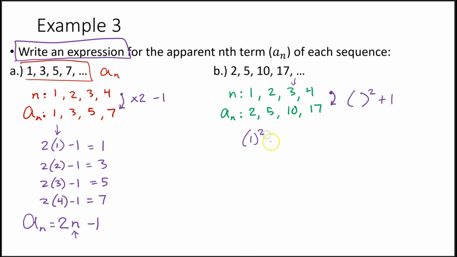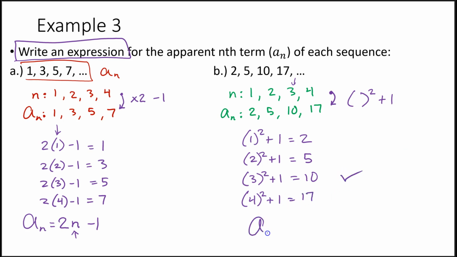1 squared plus 1, yep, that would be 2, that matches. 2 squared plus 1, 4 plus 1 is indeed 5. 3 squared plus 1, well, that'd be 9 plus 1 is 10. It looks like it's working. And 4 squared plus 1 would be 16 plus 1 is 17. So that works. Our expression would be n squared plus 1.